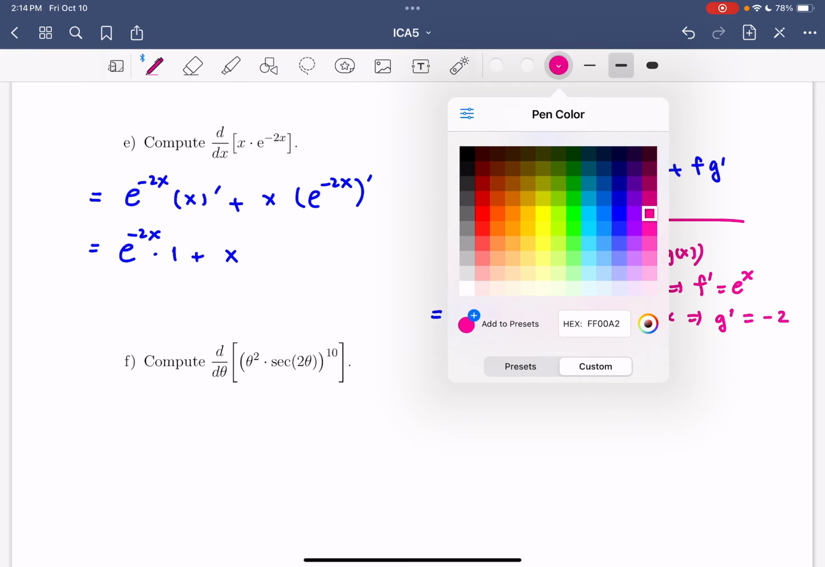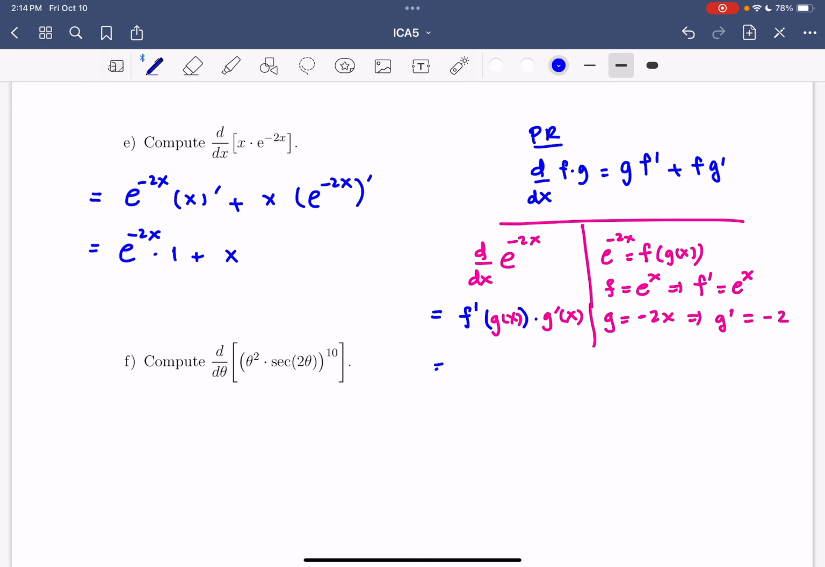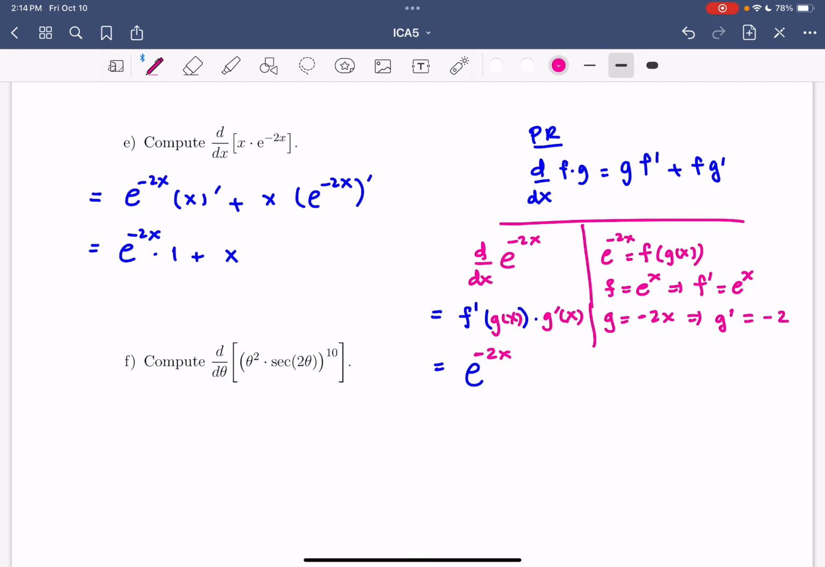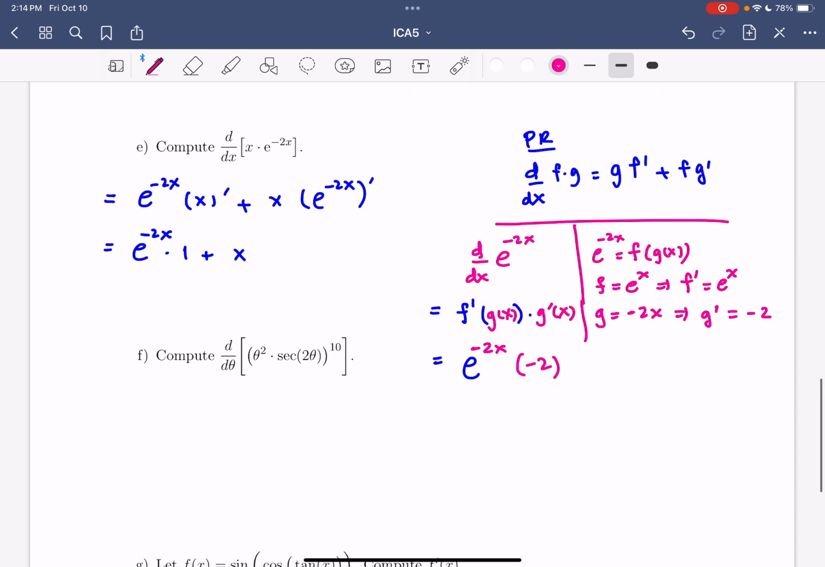So long story short, f prime is itself evaluated at g of x, so I replace x with negative 2x. That's how I end up with e to the negative 2x, which is the inner function, and then you come back and you multiply by g prime of x, which is negative 2. So long story short, I hope you see the pattern, right?